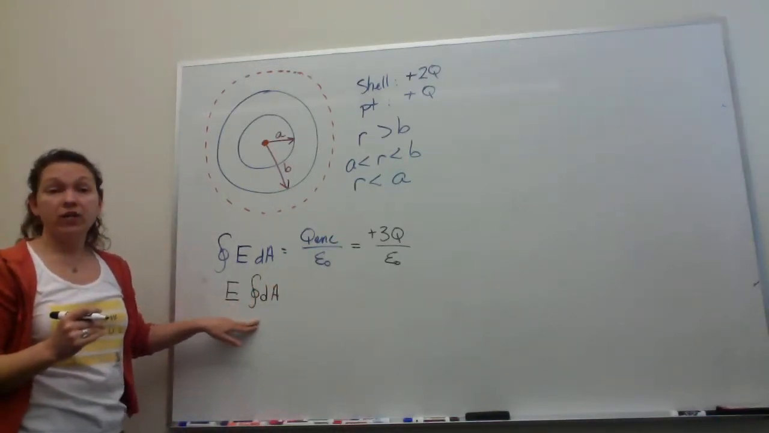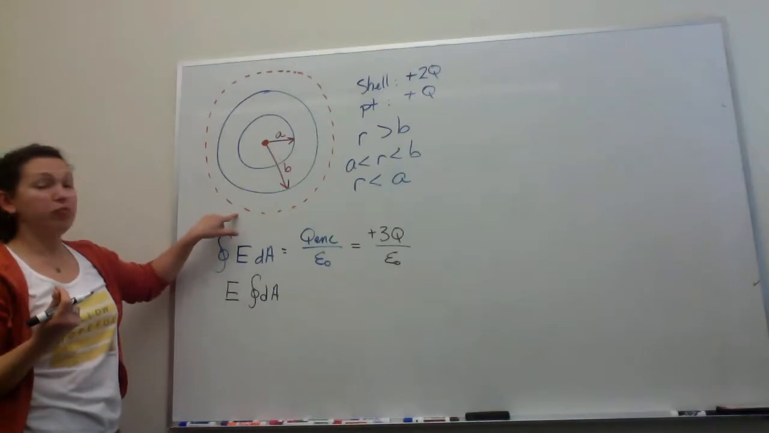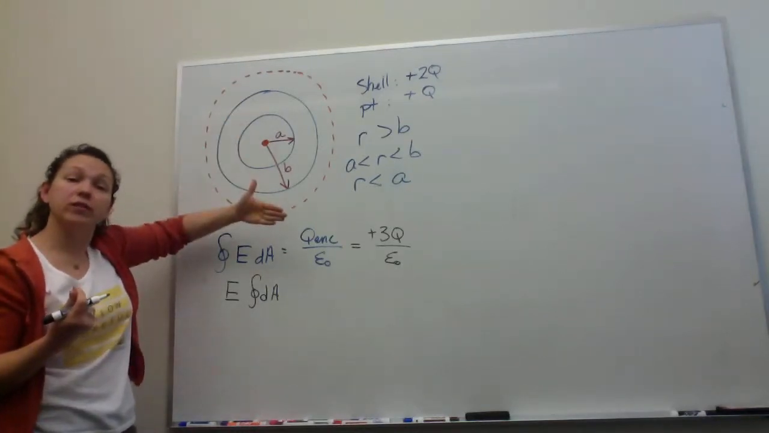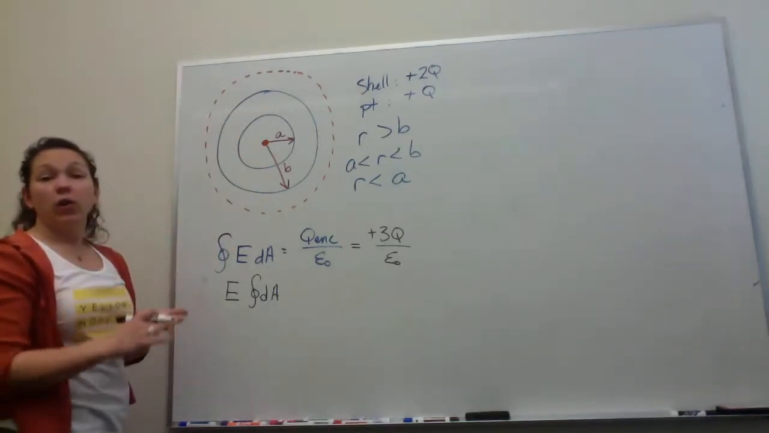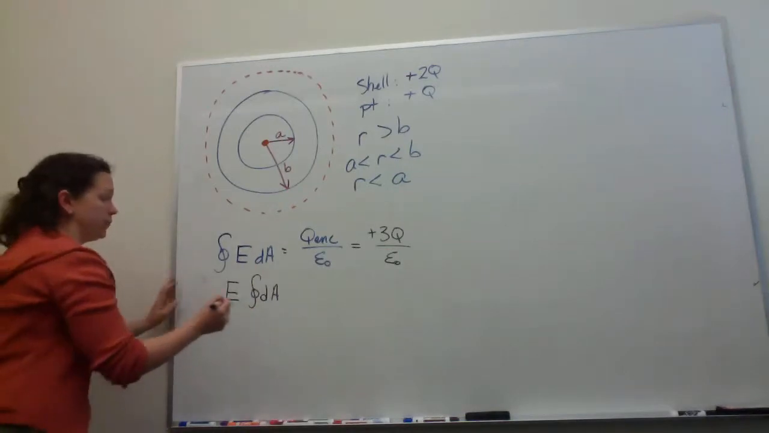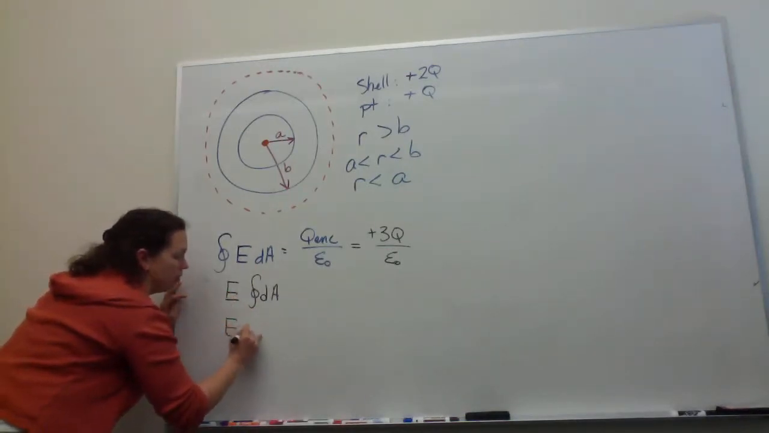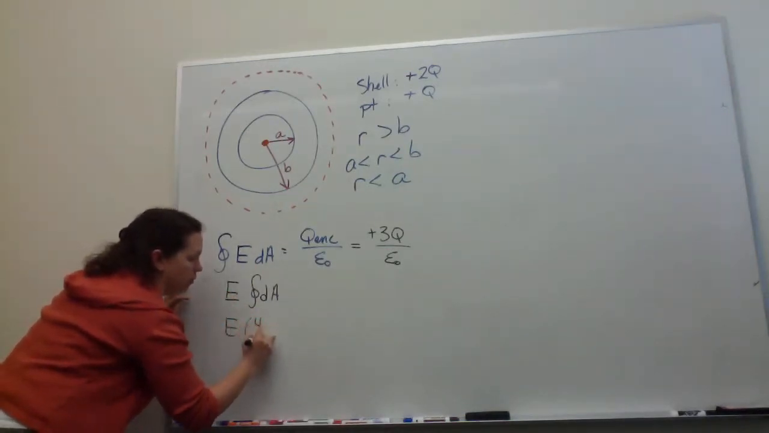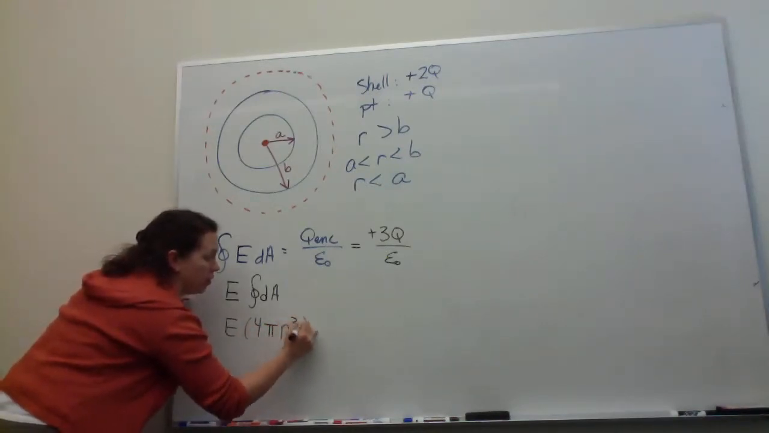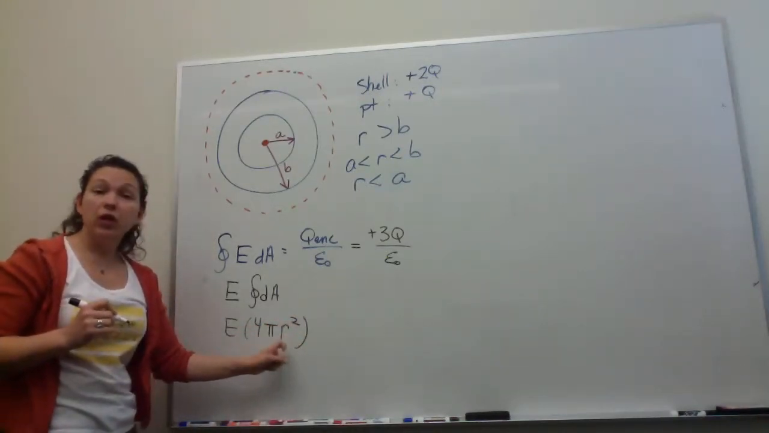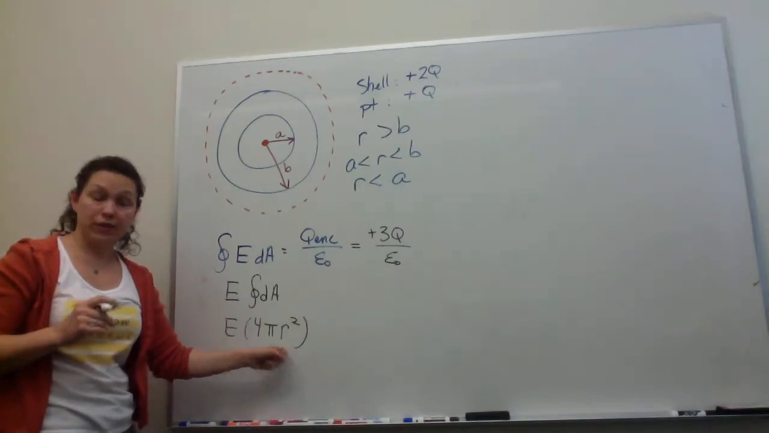Now, all I need to do is find the surface area of my Gaussian surface. Remember that this is a cross-section. So, what's the surface area of a sphere? I've got E times 4 pi r squared, and I'm using the radius of my Gaussian surface.